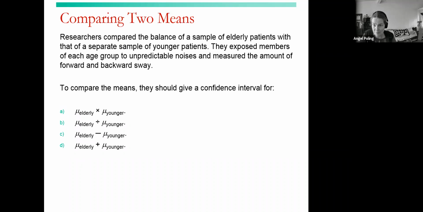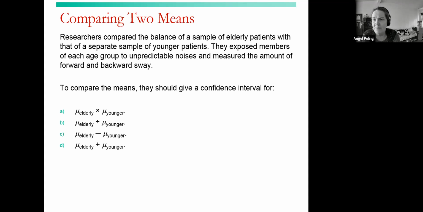And then this one, let's see. I could tell you just from the chapter we're in, it's the subtraction one, right? Like what else have we looked at? Not multiplication, division, or addition. We were defining things to be subtraction. So that's just looking at that. The setup is the same. It's still researchers comparing the elderly patients and the younger patients. They're exposing them to those unpredictable noises and measuring the amount of forward and backward sway.